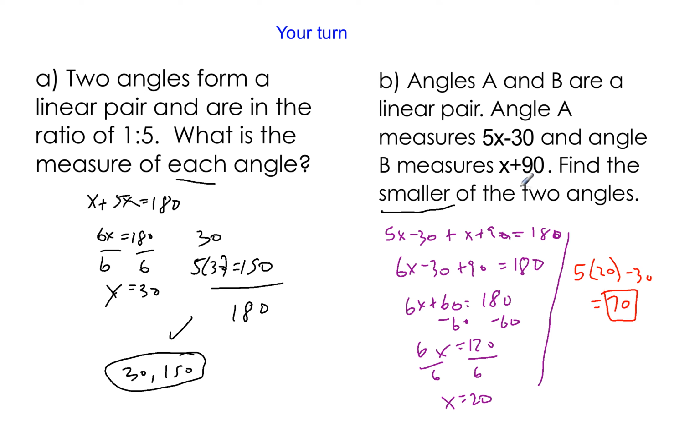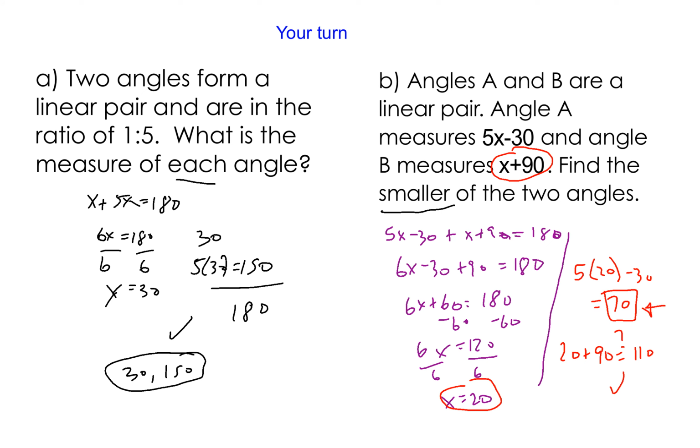But I want to make sure that when I take 20 and plug that in for x for the second angle, I get angle 70's supplement. In other words, I should get 110. Let's make sure we do. So is 20 plus 90 equal to 110? And we see that it is. So my answer is 70.